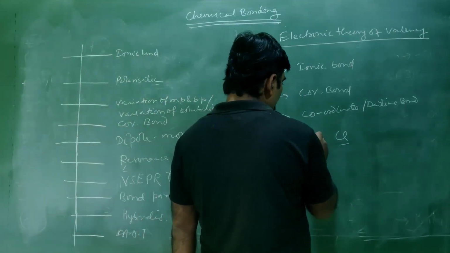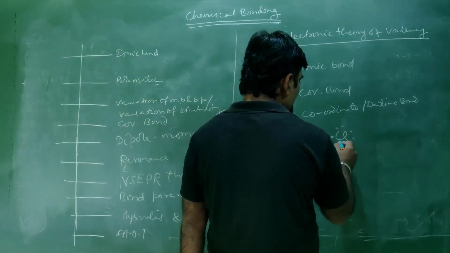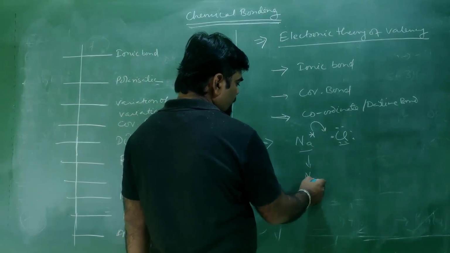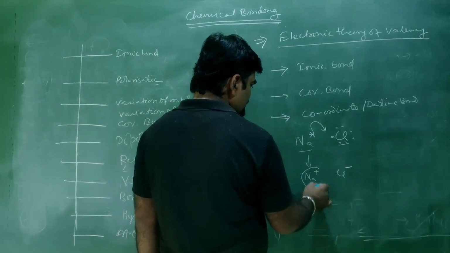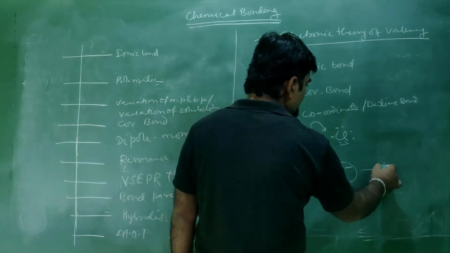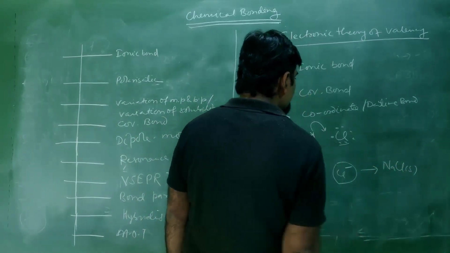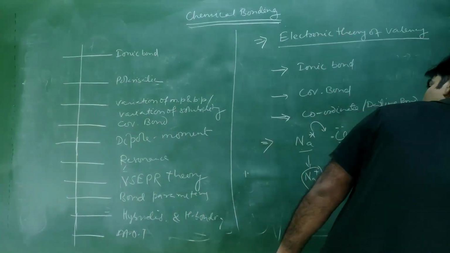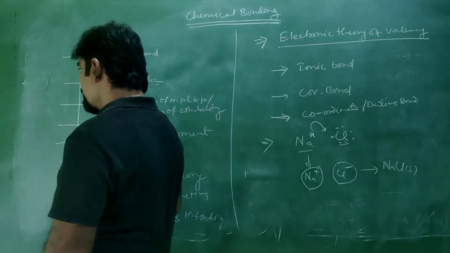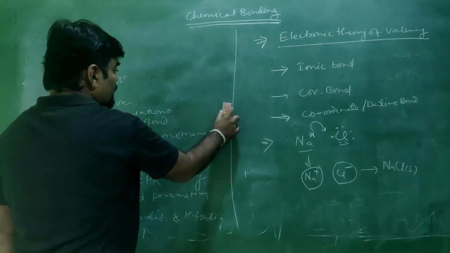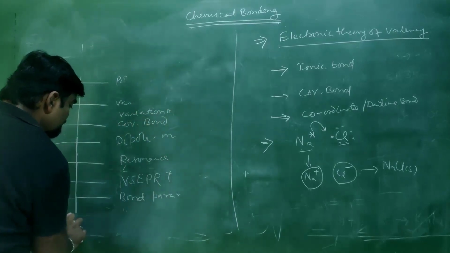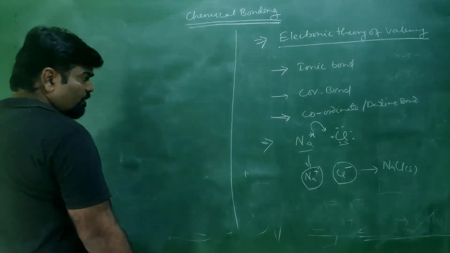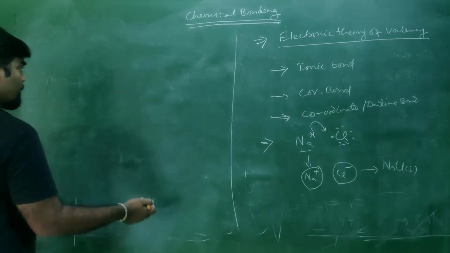So if there is Na, it has one electron. Chlorine requires one more electron. So this electron is lost by Na and chlorine will gain the electron. Na will become Na plus and Cl will become Cl minus. Then there will be combination between Na plus and Cl minus to give NaCl solid crystals. That is the formation of ionic bond. Ionic bond is purely electrostatic in nature, and therefore ionic bond is the strongest bond among covalent and coordinate. Among all chemical bonds, ionic bond is the strongest bond.